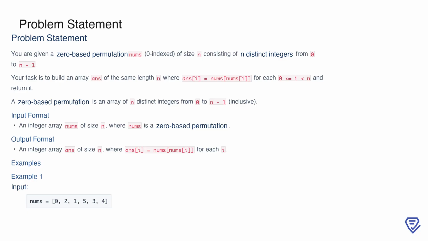Formally, for any index i within the range 0 to n-1, ans[i] is equal to nums[nums[i]]. This process uses the values in the nums array to define the indices for creating the new array. Once this transformation is complete, we return the resulting array ans as the output. The input to the problem is the array nums, and the output is the transformed array ans.